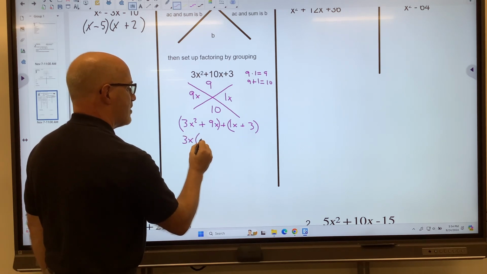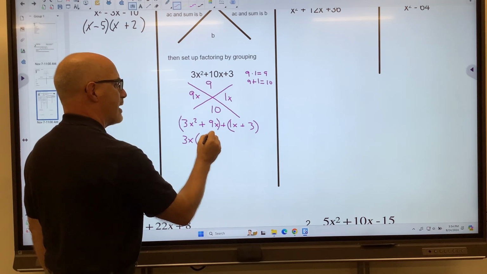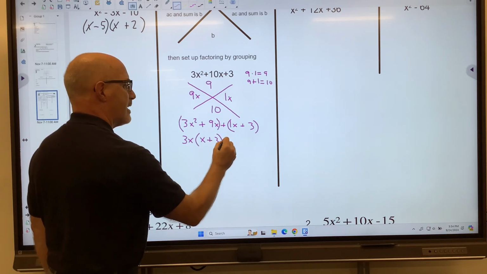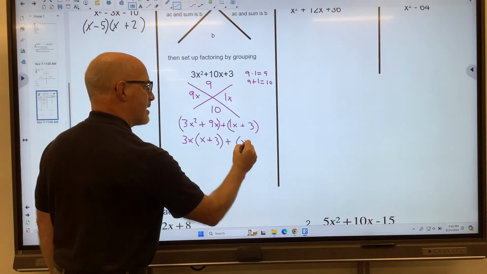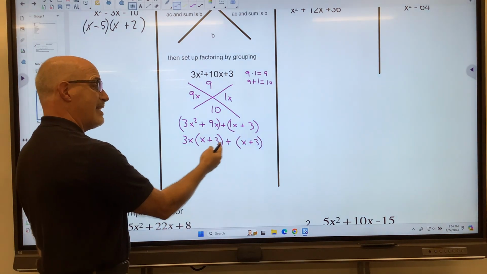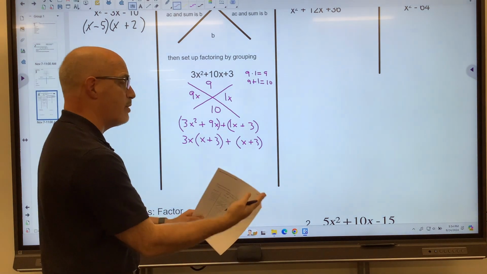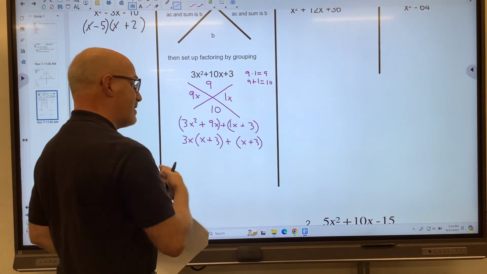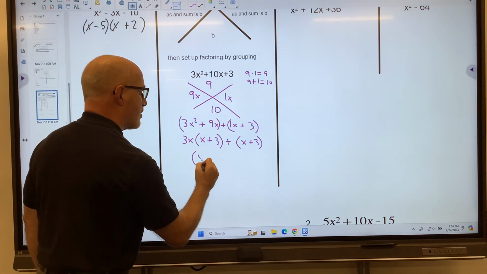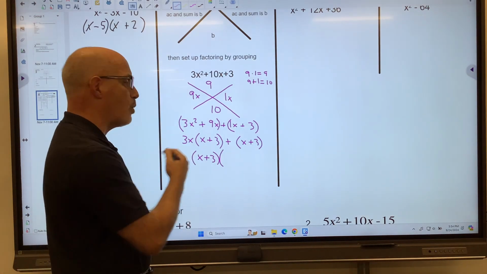I'm left with then just an x. 3x times x is 3x squared. 3x times 3 gives me that 9x. Notice this is just x plus 3 also. If we've done our work correctly, these two are exactly the same. So we distribute the entire parentheses out. I'm going to factor out x plus 3 as an entire factor, and then we list what's left.